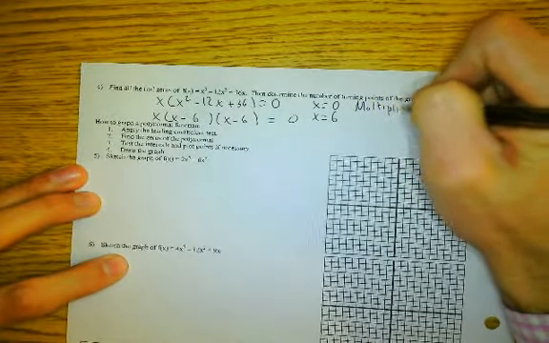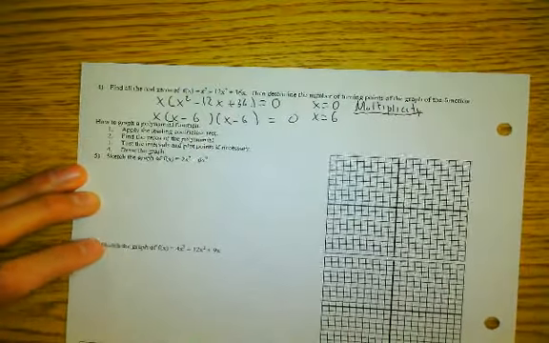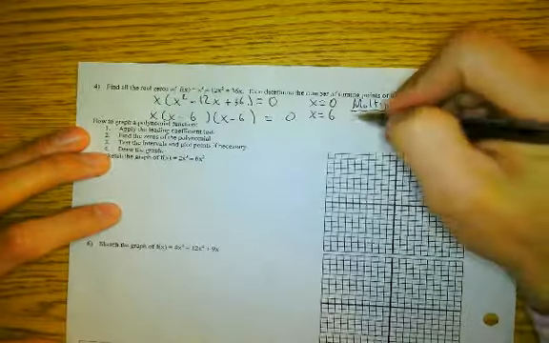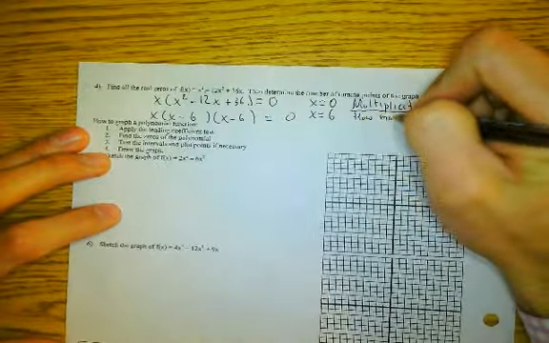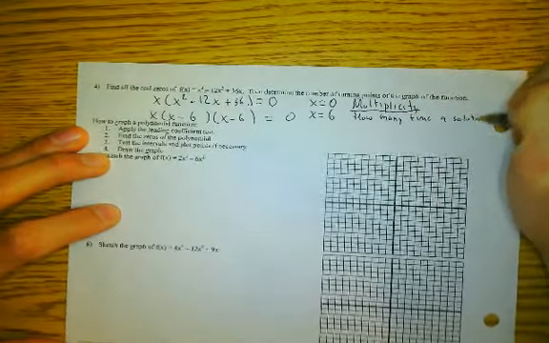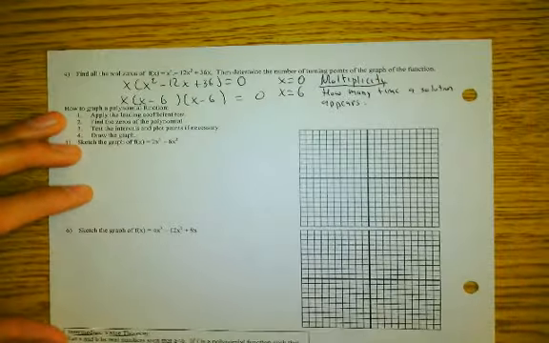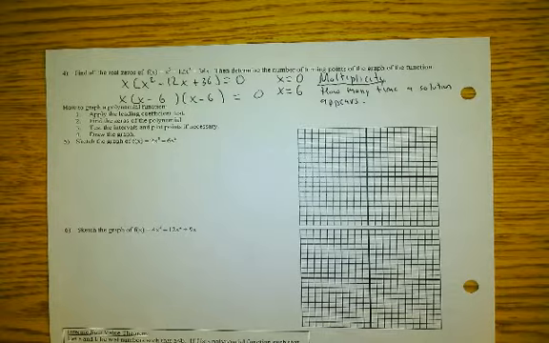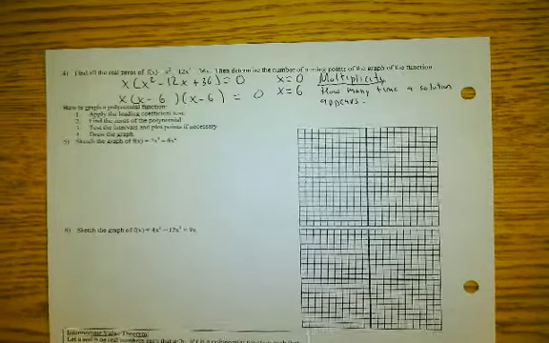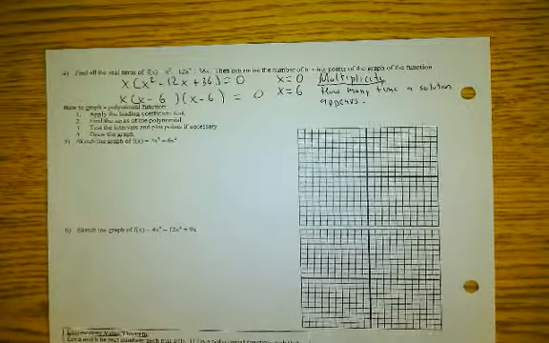Okay, so here's the concept of multiplicity. It is how many times a solution appears. Okay? That's the concept of multiplicity. How many times a solution appears? In this case, x equals 0 appeared 1 time, and x equals 6 appeared 2 times, correct? Now, how is that going to help you? Well, multiplicity can actually help you with graphing.